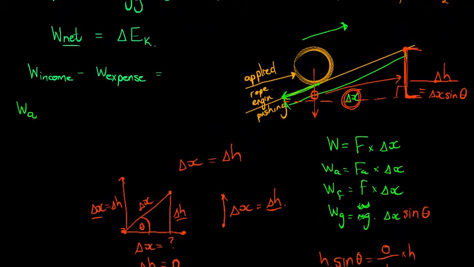Okay, so now let's go and look at the work done in terms of income and expenses. I'll explain the right-hand side of this equation just now. So if I put energy into a system, that would be work applied. Now in this case, if I'm pushing in the same direction as the object is moving, I am adding energy, so it's income. Work applied is income.